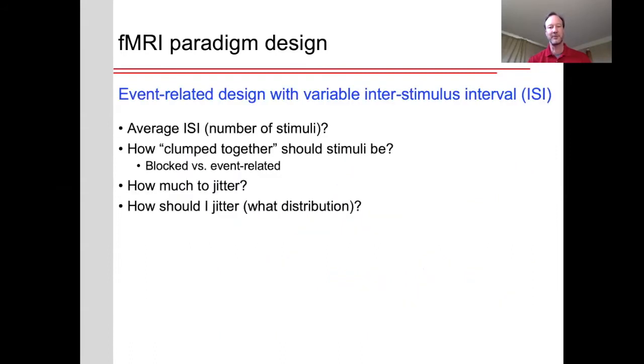So this brings up a number of questions. That is, what should the average inter-stimulus interval be, or what are the number of stimuli? How clumped together should the stimuli be? That is, how should they be more block-like or more spread apart versus more of an event-related design? How much should you jitter or vary the response? And how should you jitter? That is, what distribution should these inter-stimulus intervals have? So that's what I'll explore in more detail in this particular lecture.